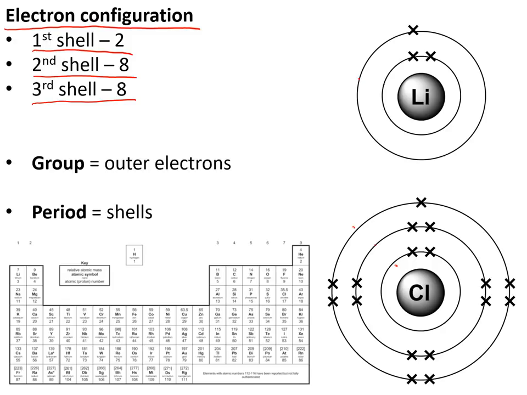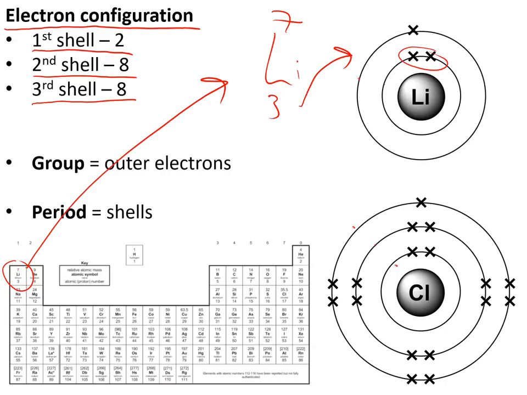Now, look at this in practice. So let's take lithium here. Lithium has an atomic number of 3. That means it's got 3 electrons. So 2 of them go into the first shell. The first shell is now full. So you go onto the next shell now and put the remaining electron in there. We can write that electron configuration as 2.1, like that.